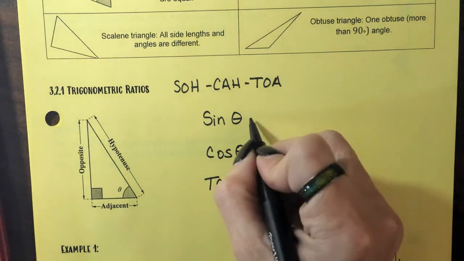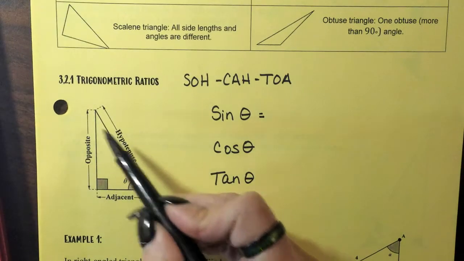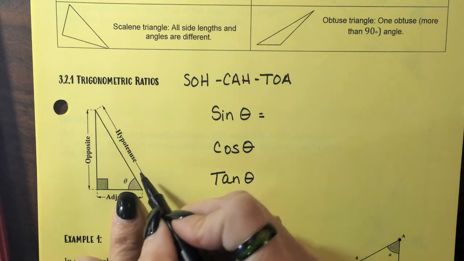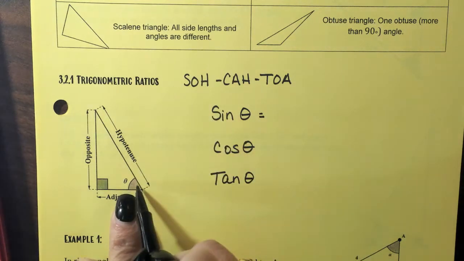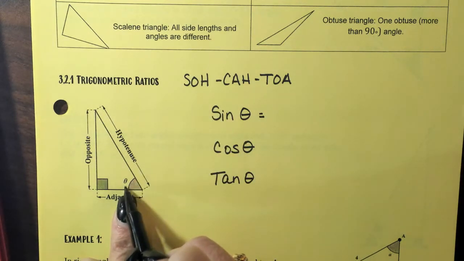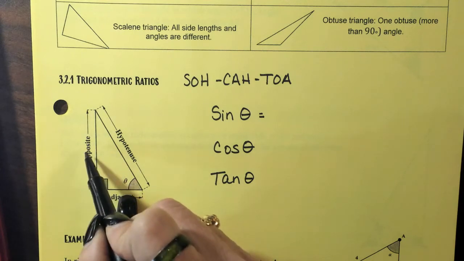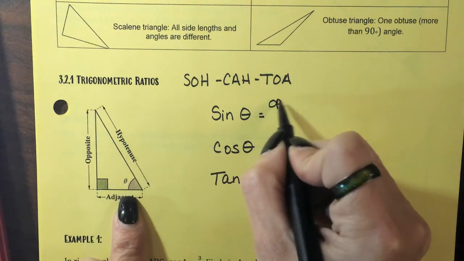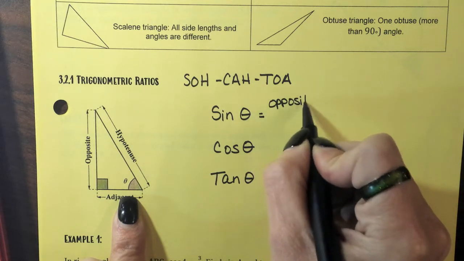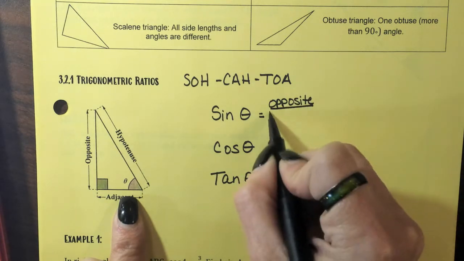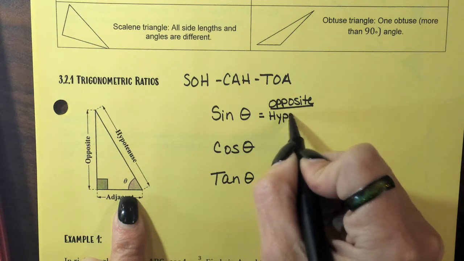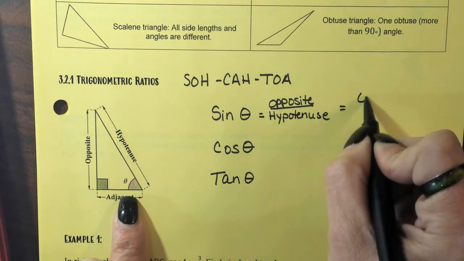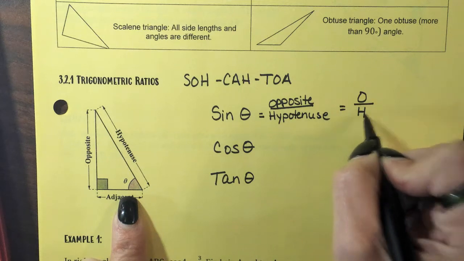All right, sine. What was the rule for sine when you have a right triangle? And I have theta down here. SOH. The sine of this angle theta is opposite over hypotenuse. So we are going to write opposite over hypotenuse, or O over H.